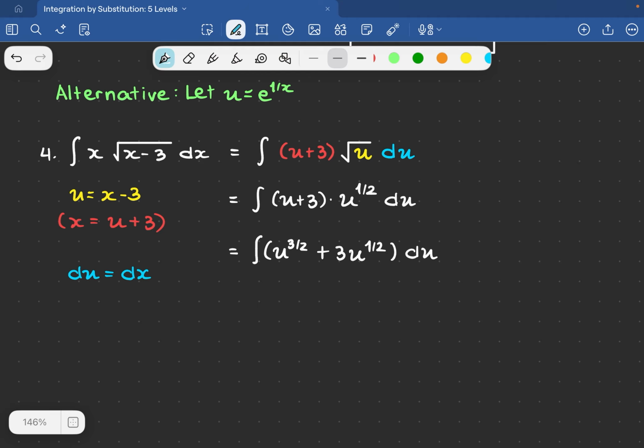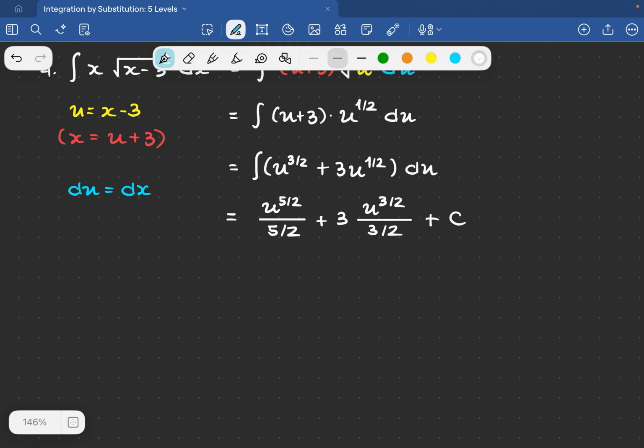And then from here, we just apply the power rule in anti-differentiation. So we will have here u raised to 5/2 all over 5/2 plus 3 u raised to 3/2 all over 3/2 plus c.